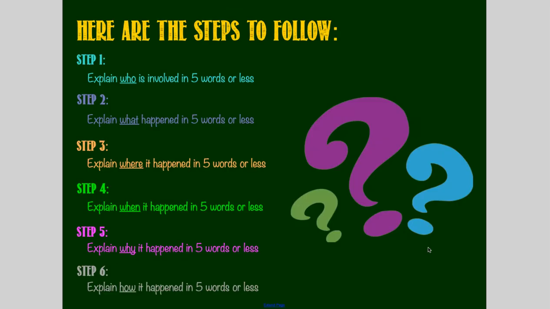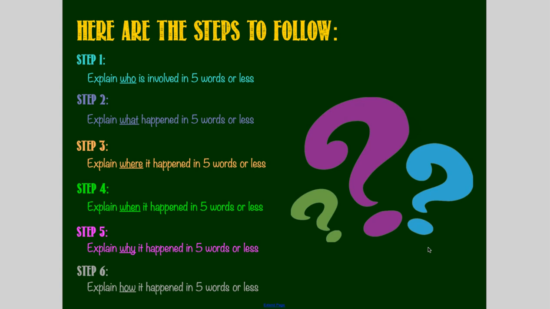So here are the steps that we're going to follow. There's 6 steps because there are 6 question words. So after we look at our original text, step 1, we're going to say who is involved. Remember, 5 words or less. Step 2, we're going to explain what happened. Step 3, where it happened.